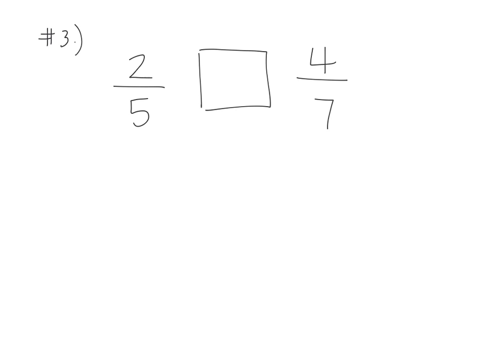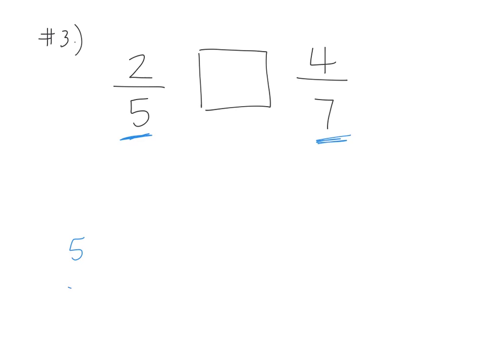Number 3 asked us to figure out which fraction is greater. We want to know if 2/5 is greater than 4/7 or if 2/5 is less than 4/7. To compare fractions, if the denominators are the same, then you know they're both out of the same number. If I asked what's greater, 3 out of 4 or 1 out of 4, it's 3 out of 4. Right now we're comparing two fractions with different denominators, so it's hard to compare them. What are we going to do? Try to get the same denominator.